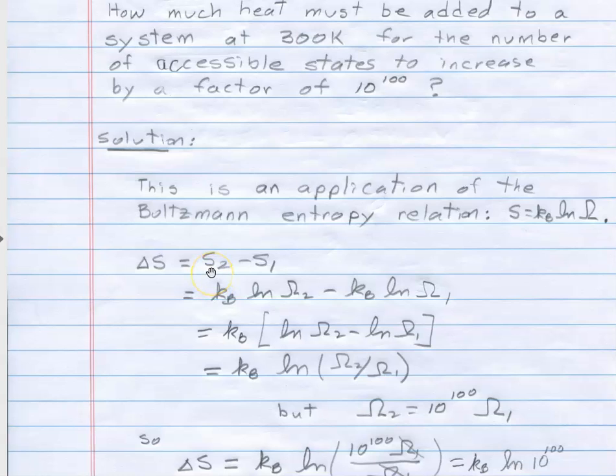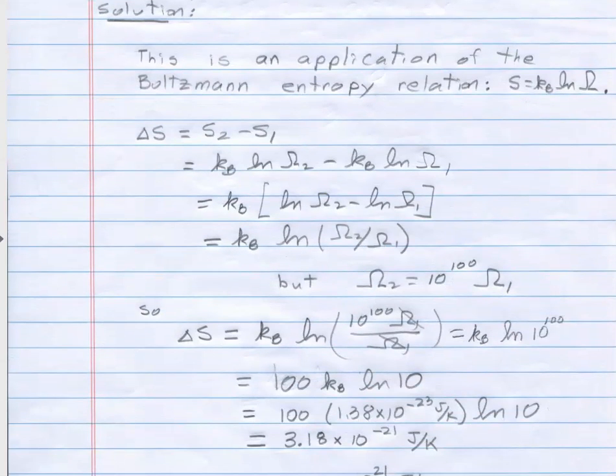So the entropy at stage 2, the final state, is Kb times the natural log of the thermodynamic probability at the final state, and then minus S1, which is minus Kb times the natural log of the thermodynamic probability, or the number of accessible states, at the initial. And I can factor out the Kb and then do what we've been doing in reverse. We've got a difference between logs, which is the log of a ratio.